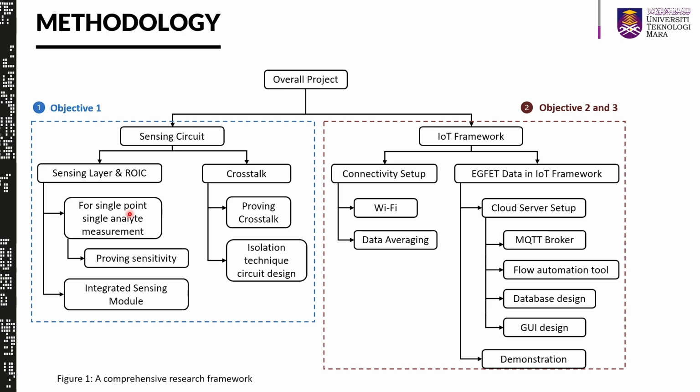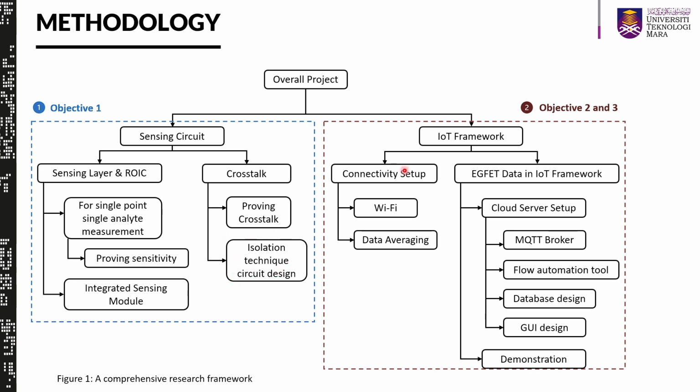Following that, multiple ROICs, or the interfacing circuitries, are then designed to be integrated into a single circuit called the sensing module. Then the power for each circuitry will be isolated to allow power switching, ensuring only one circuit is on at any given time. Finally, the sensing module is tested for crosstalk and the results are analyzed.